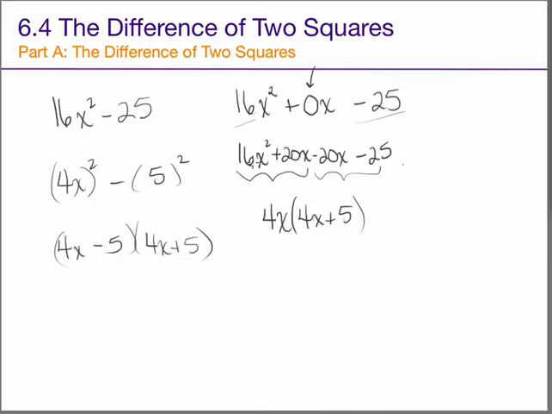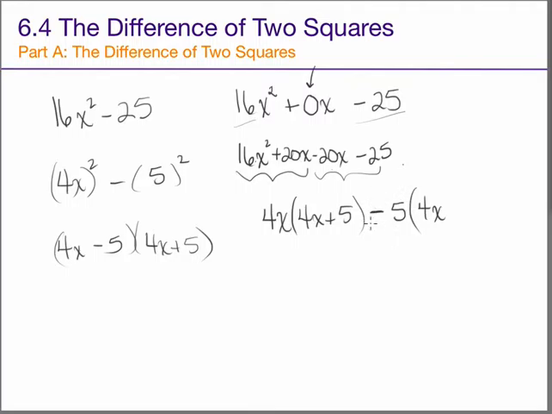4x times 4x is 16x squared, and 4x times 5 is 20x. Bring this sign down, and look for what's common between 20x and 25. That's 5. Now, this minus here is a big red flag. We have to be careful when we're undistributing. Negative 5 times what is negative 20x?